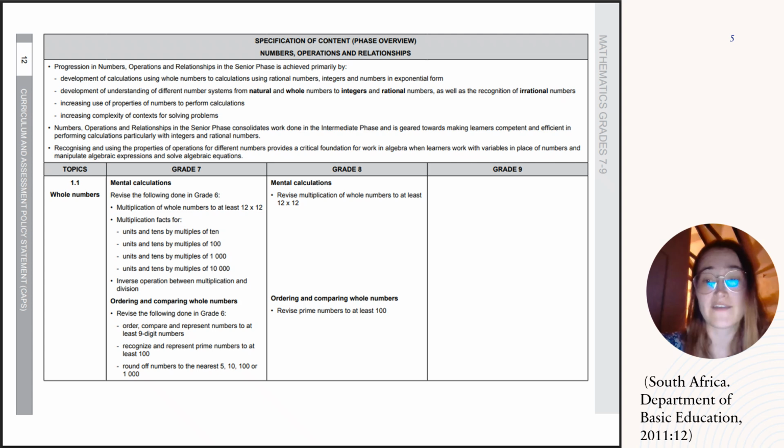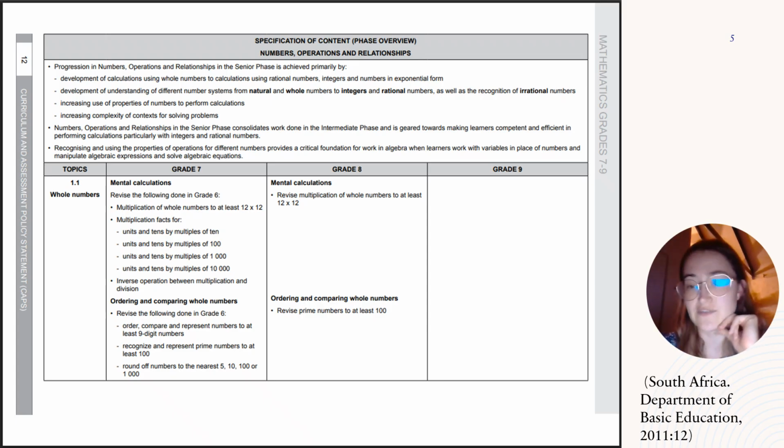This topic has 5 subtopics: whole numbers, exponents, integers, common fractions, and decimal fractions. In grade 7, the section has a 30% weighting. Grade 8 is 25%, and in grade 9 it is 15%. So when I'm talking about weighting, I'm saying of all the content that they cover in grade 7, 30% is numbers, operations, and relationships.